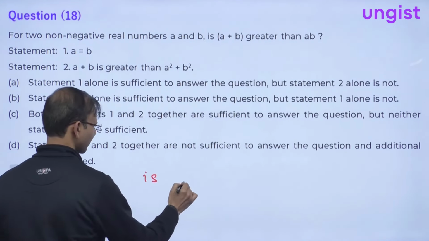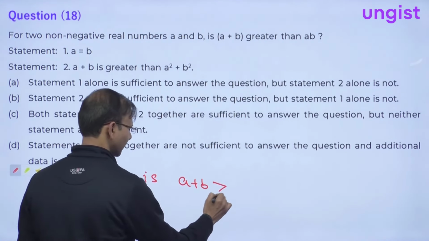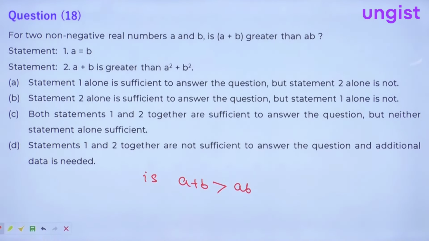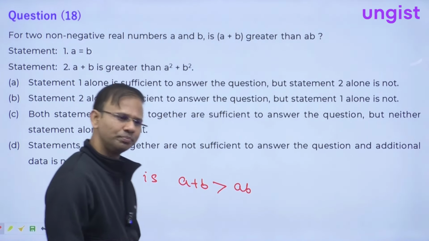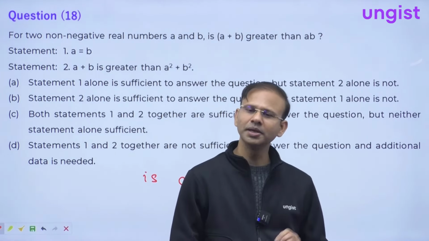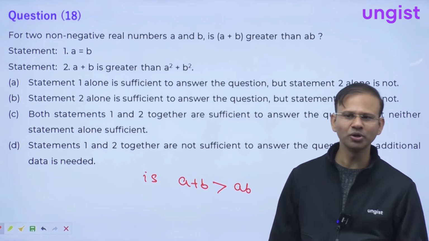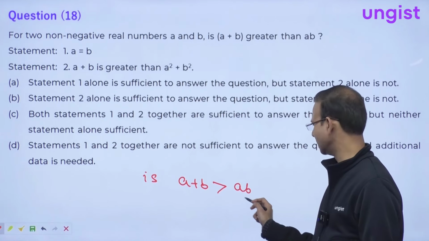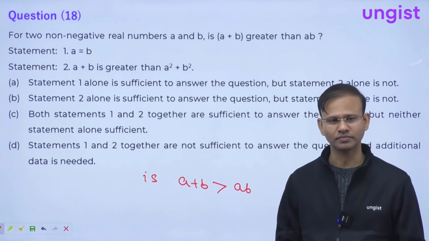The question is: is A plus B greater than AB? Okay, everyone? Right. After that, the first statement is statement number one, A equal to B. Guys, if we have A equal to B, then A plus B will always be 2A and AB will always be A squared.